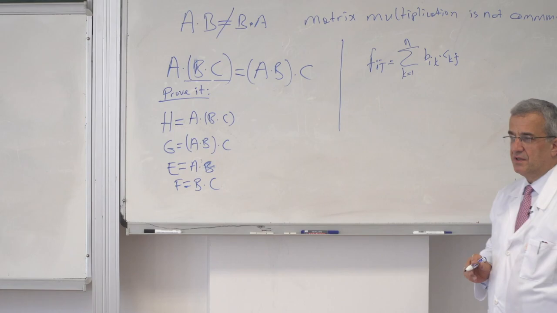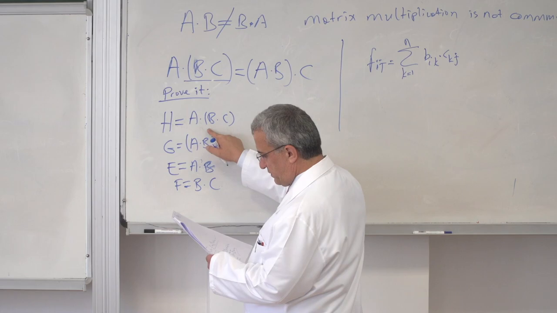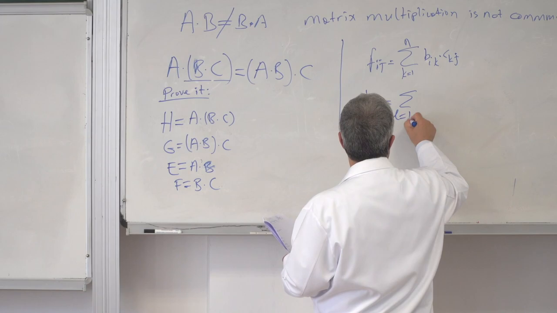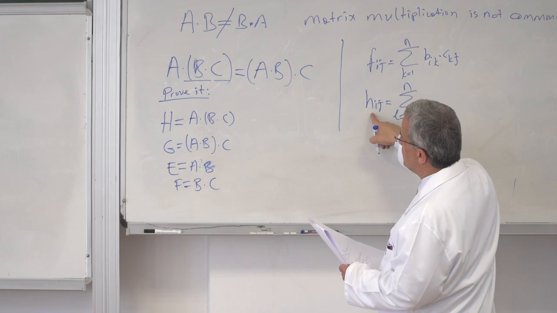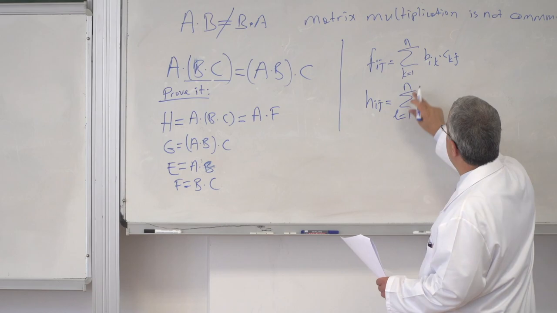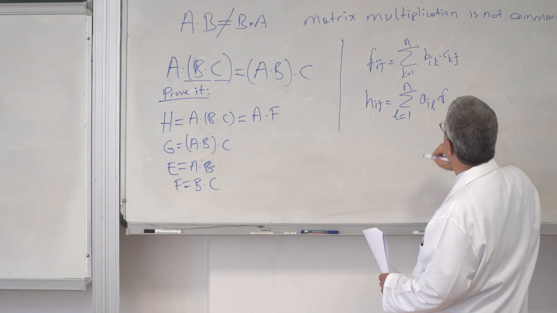Since now we have B and C, then we can talk about H_ij. What is H_ij? H_ij is equal to, let me call this index now here l, l from 1 to n. What is going to be here? I can also say this is A times F, right? This is from l equals 1 to n. What do I say here now? A_il times F_lj. Very good.